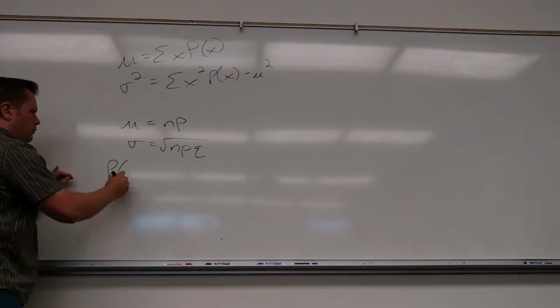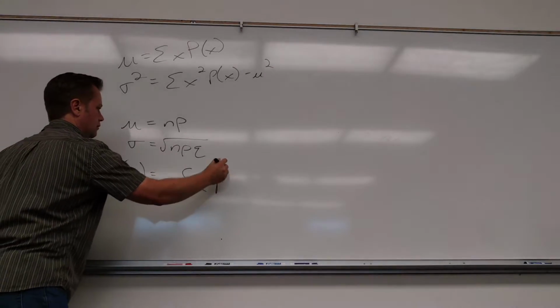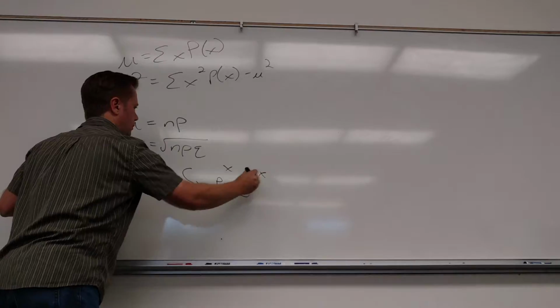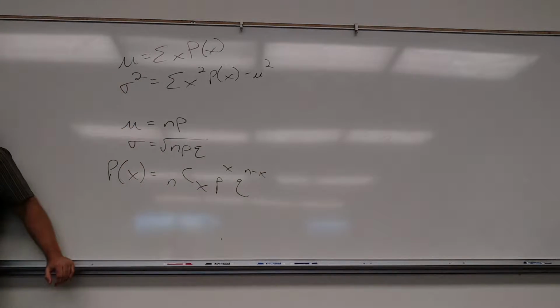And the probability formula for this was N choose X, P to the X, Q to the N minus X. I need to see this, both in your homework and on the test. If you just write binomial PDF, no, that's not work. You're telling me what somebody else did, namely your calculator. So don't tell me, oh yeah, my calculator did this.